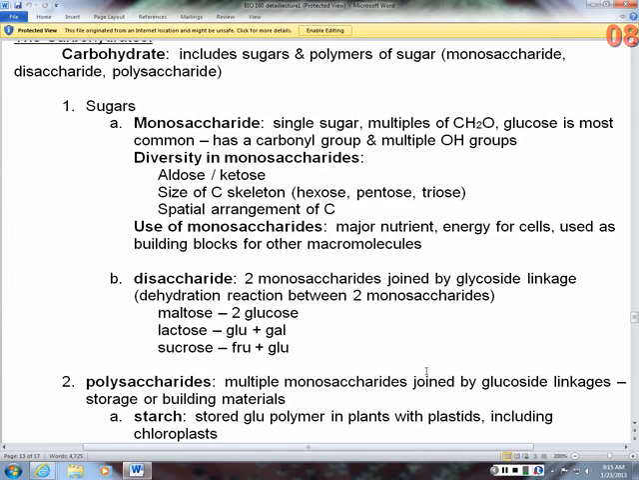So maltose in there, or malt sugar, is actually 2 glucoses linked together. Lactose, your milk sugar, is going to be a glucose and a galactose hooked together. And then sucrose, which is your table sugar, is going to be fructose and glucose hooked together in there. And those are all ones that you will run into in the food industry, as well as see really commonly in biology.